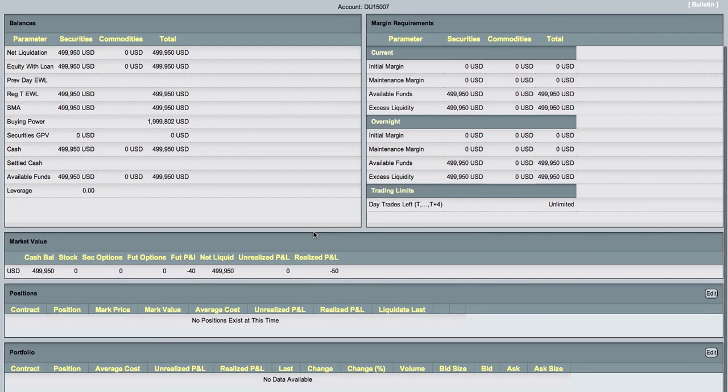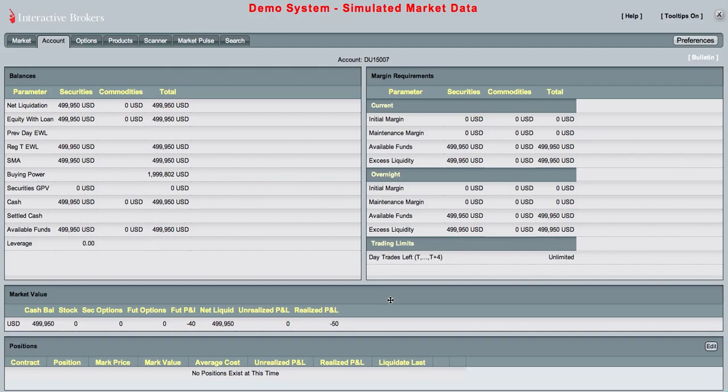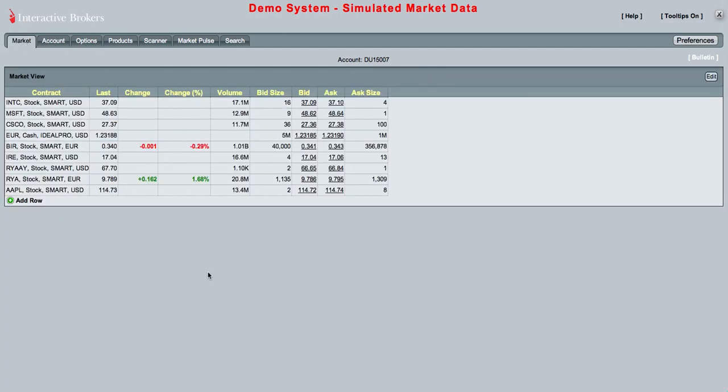And if we actually scroll down the screen here, you can see the market value of some of the positions they have, some of the positions in the portfolio. So you can see we've no stocks in this at the moment. We're actually going to go now and buy some shares, and we'll come back to this screen. So we'll click back onto the market tab.